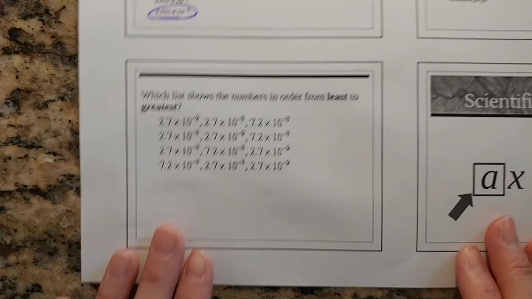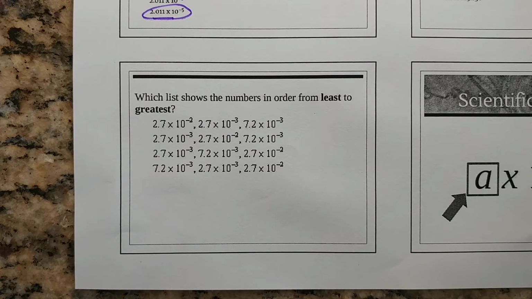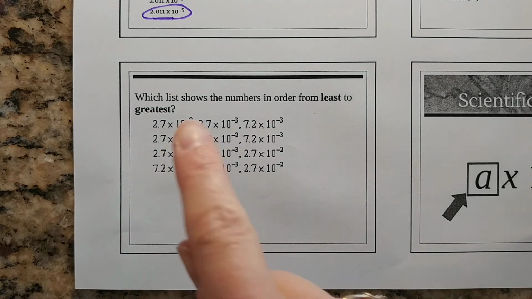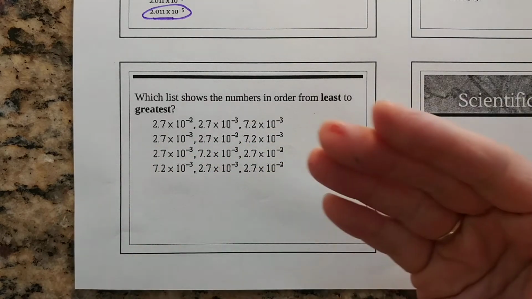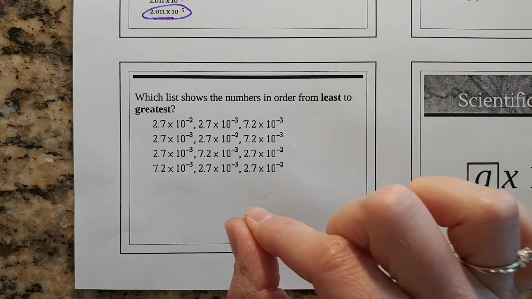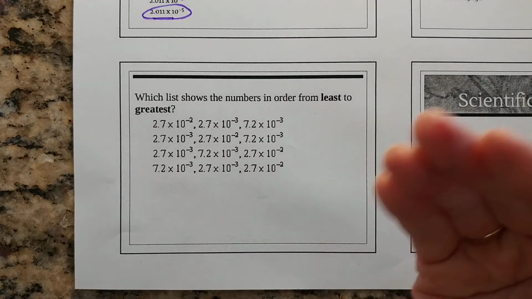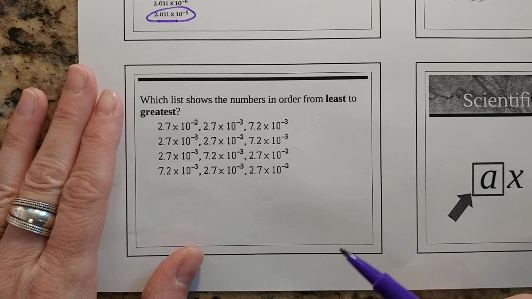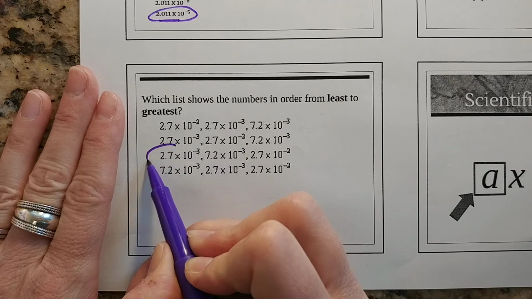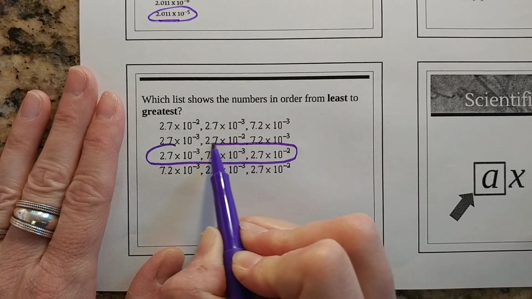Hopefully great. The last one here. We're asked to figure out which list of these 4 choices has the numbers in order from least to greatest. Well, what you would need to do here is to change each of the numbers in the lists to standard form. It's much easier to compare numbers when they're written in standard form, a standard number, rather than scientific notation. So I'm going to show you how you would do that. I'm going to tell you that the answer is this one right here.